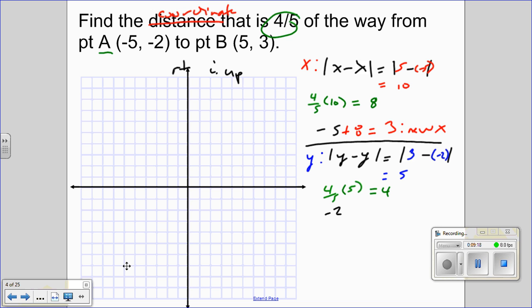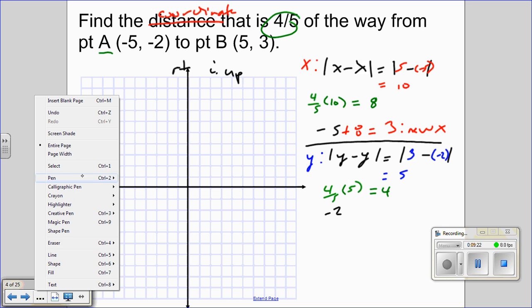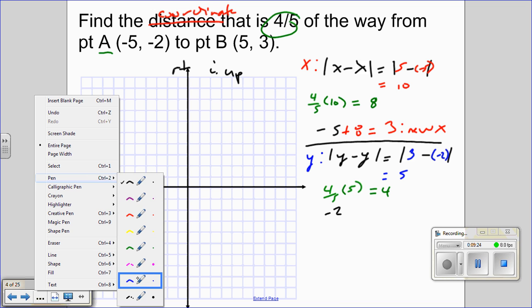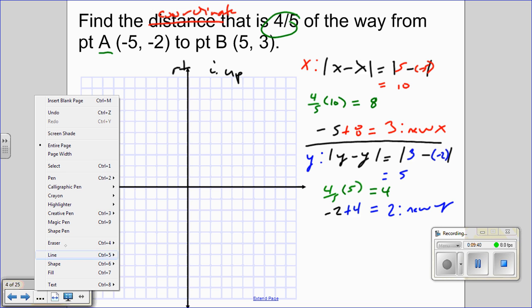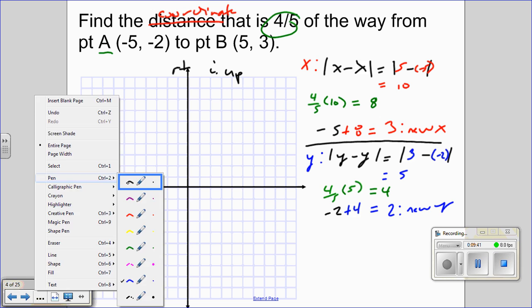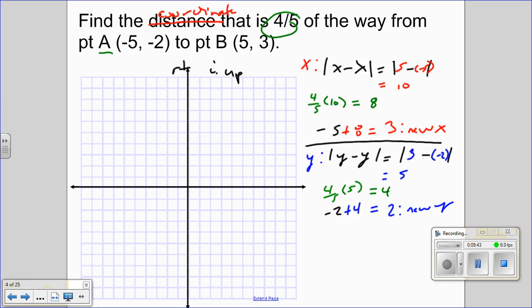you're going to add the fractional distance. So I'm going to add 4 to -2, and you would have 2 as your new y. So the coordinate that is 4/5 of the way between A and B would be (3, 2).